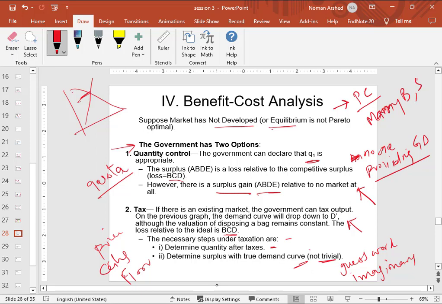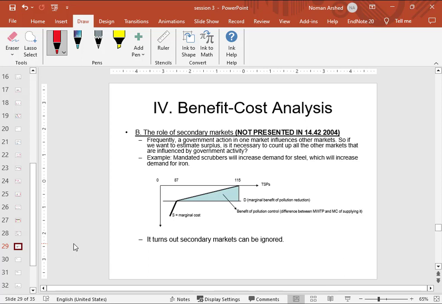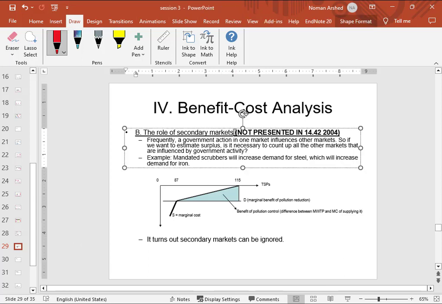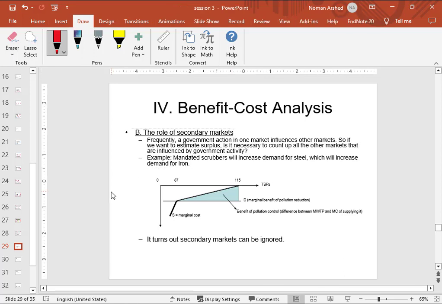Okay, so let's move to the next slide. Next, we talked about the role of secondary markets. Role of secondary markets means the markets where the sellers and buyers are there, or the markets where the products can be sold as a raw material or as a secondary good. Means, for example, you have purchased a car and you want to sell it to buy a new car, so you will go towards the secondary market.